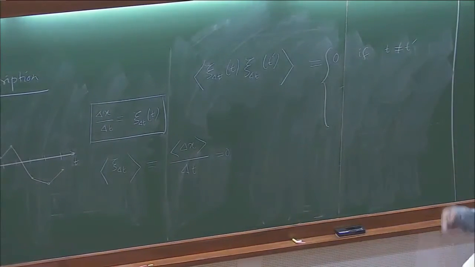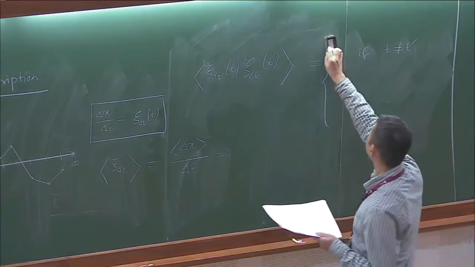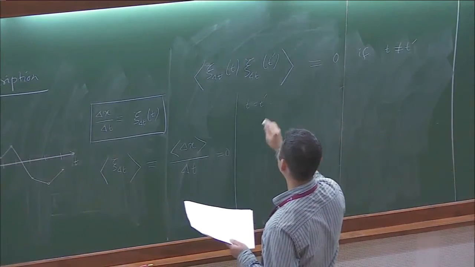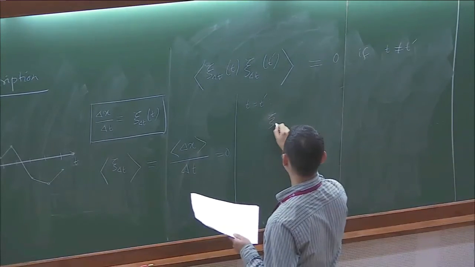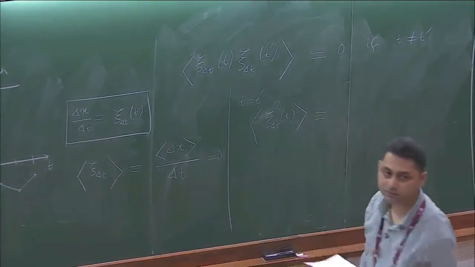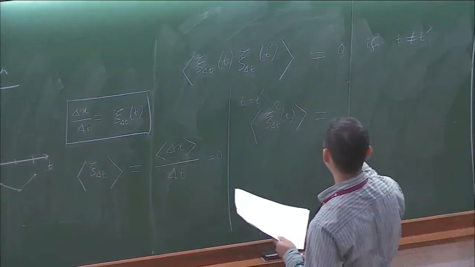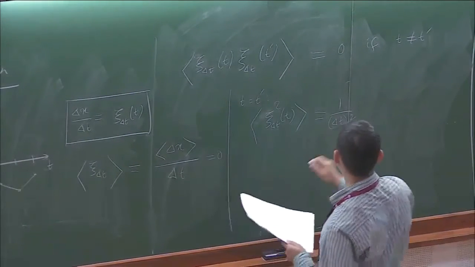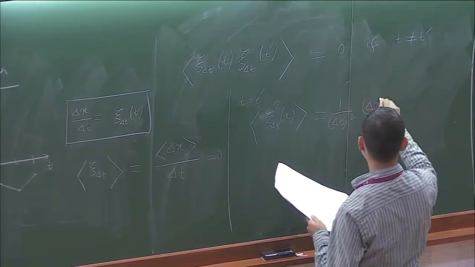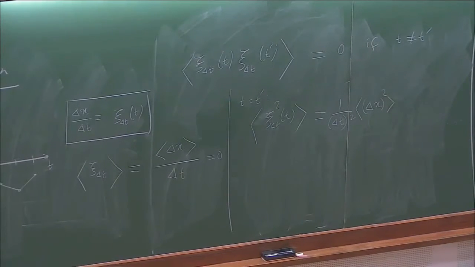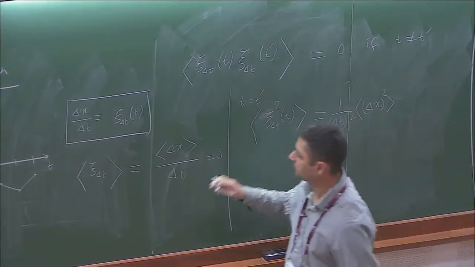On the other hand, if t is equal to t prime, then this is delta t whole square, right? So if I just use this one, what do I get? 1 by delta t square, delta x whole square average, right? I have just substituted this equation.